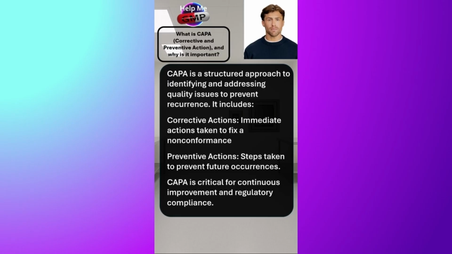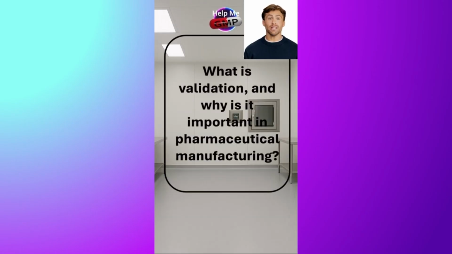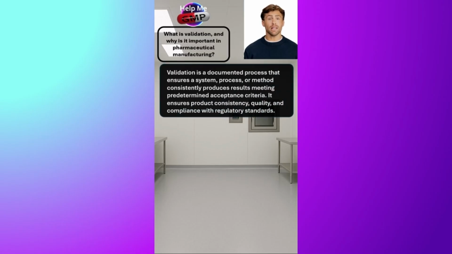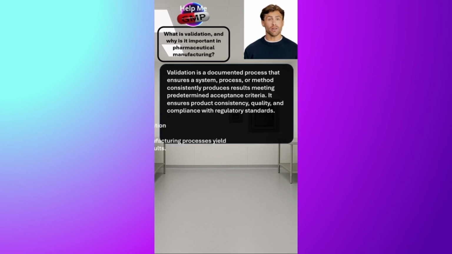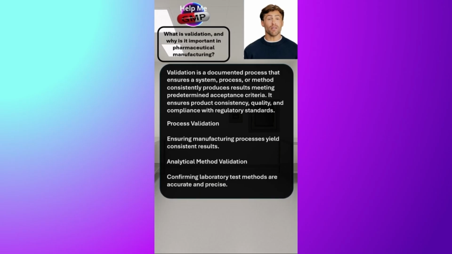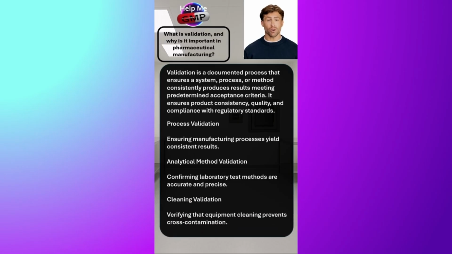What is validation, and why is it important in pharmaceutical manufacturing? Validation is documented evidence demonstrating that a system, process or method consistently produces results meeting predetermined acceptance criteria. It ensures that products meet quality requirements and comply with regulatory standards. Validation activities include process validation to confirm that manufacturing processes yield consistent results, analytical method validation to verify that laboratory test methods are accurate and precise, and cleaning validation to demonstrate that equipment cleaning procedures effectively prevent cross-contamination.